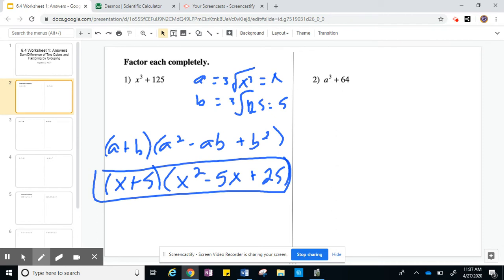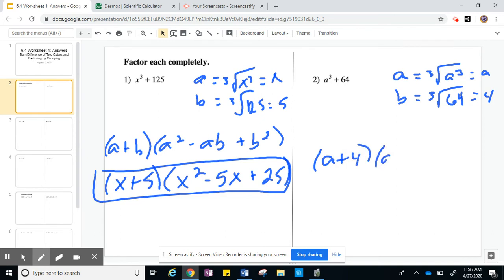So number 2, same idea. It's a sum of two cubes. So a is the cube root of a cubed, which is actually conveniently just a. B is the cube root of 64, which is just 4. And then we do the same thing. So we use this formula again. So a plus 4 times a squared minus 4 times a plus 4 squared, which is 16.